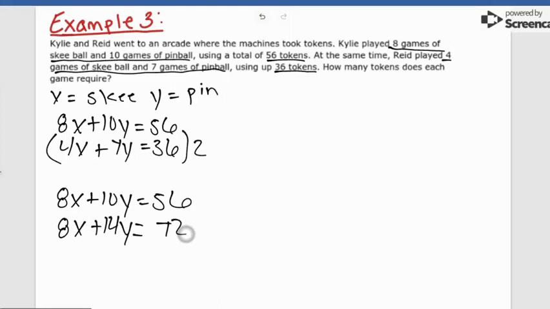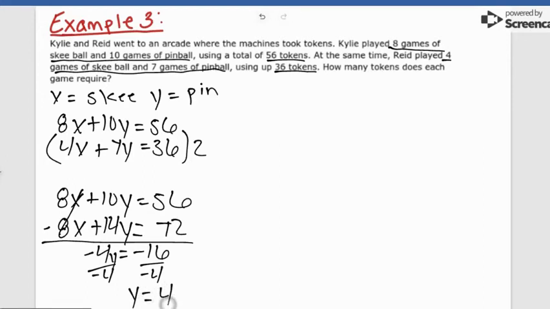So now from there, we can move on to step 2, which is figuring out if we need to subtract or add. And in this case, we're actually going to subtract this time to eliminate the x variable. So these will eliminate each other. So 10y minus 14y equals -4y. And 56 minus 72 equals -16. I'm sorry, there's a y here. So now we're going to divide by -4 on both sides, which gives you y equals 4.